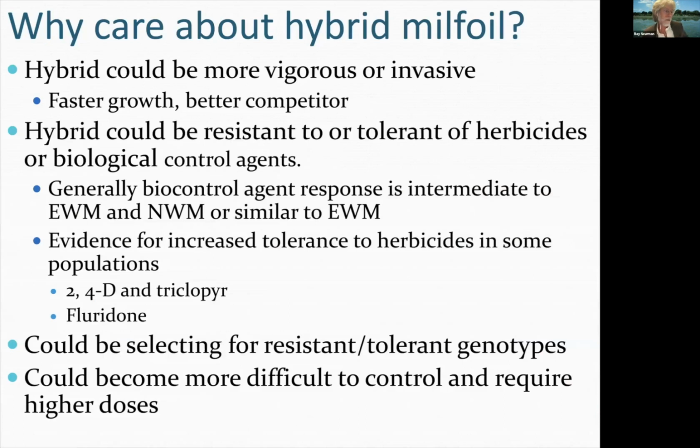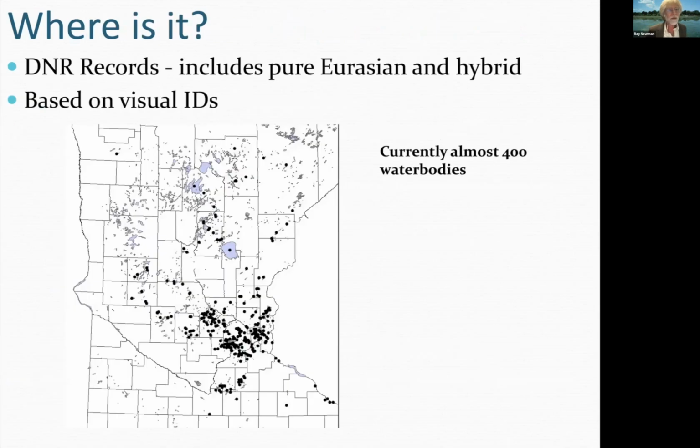We haven't identified any real problems yet that hybrids might pose, but there's a possibility that we could come up with new genetic variants. There is evidence for increased tolerance or resistance to herbicide in some populations. There have already been populations, particularly in Michigan, identified as resistant to 2,4-D, populations resistant to triclopyr, and also different populations or genotypes resistant to fluridone. So by using these herbicides, we could be selecting for resistant or tolerant genotypes. It may end up being more difficult to control these plants and require higher doses to get control. So where are hybrid water milfoil and Eurasian water milfoil?